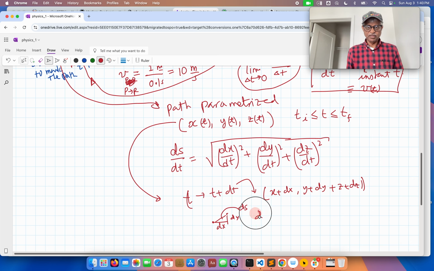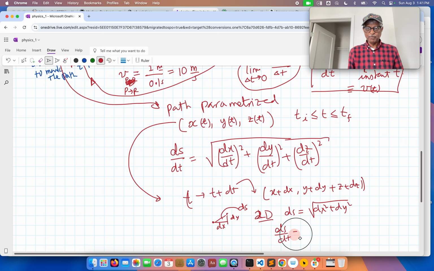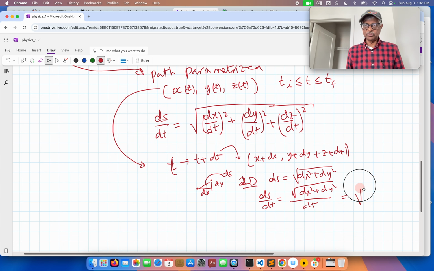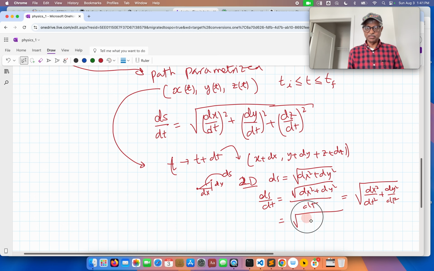So in a 2D example, ds will simply be the square root of dx squared plus dy squared. So if I divide ds over dt, the square root of dx squared plus dy squared over dt, I can actually take this inside, right? So this will be the square root of dx squared over dt squared plus dy squared over dt squared. But this kind of thing is just formal. What this means is (dx over dt) squared plus (dy over dt) squared.